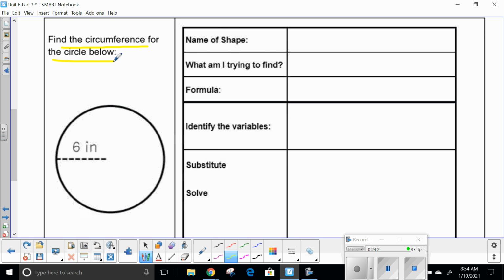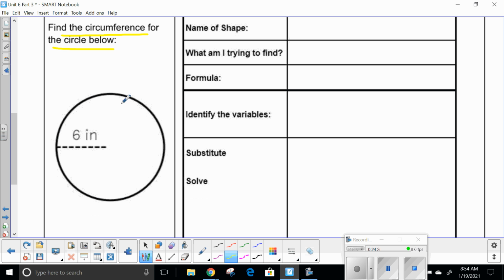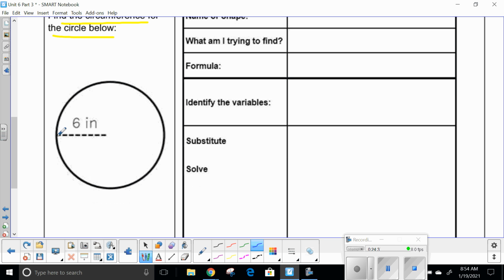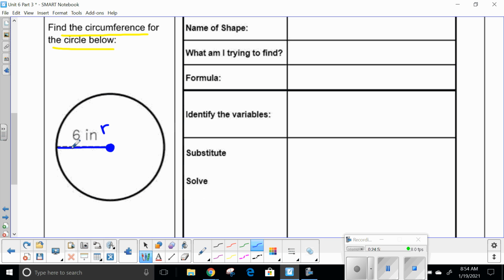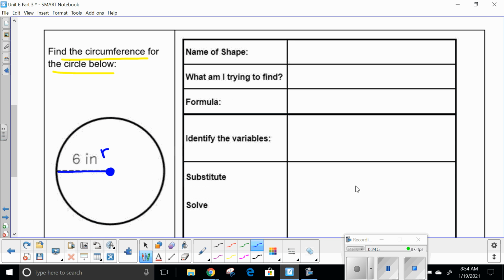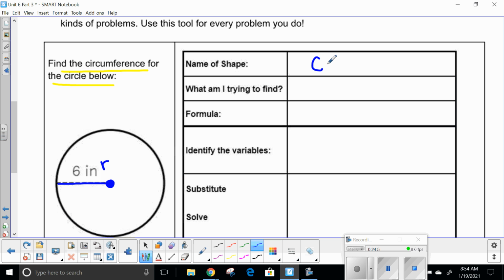Find the circumference for this circle below. Okay, so I'm going to look at the picture. If one is not provided for you, you need to draw one. Look at what's given to you. Do you see this piece right here, this dashed line? It goes from there to the center. What does that represent? Does that represent diameter or radius? Because diameter is all the way across. So this is radius. So if it's halfway across the circle, it's radius. Okay. So what kind of a shape do I have? I have a circle. Okay.